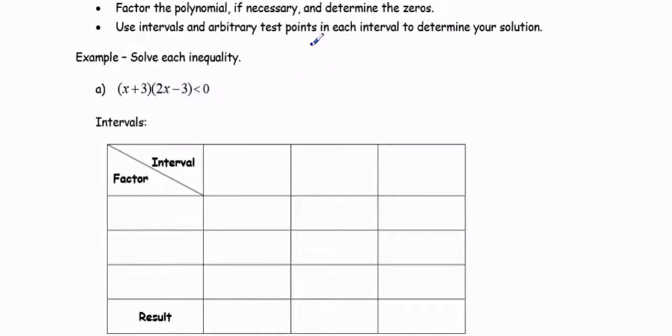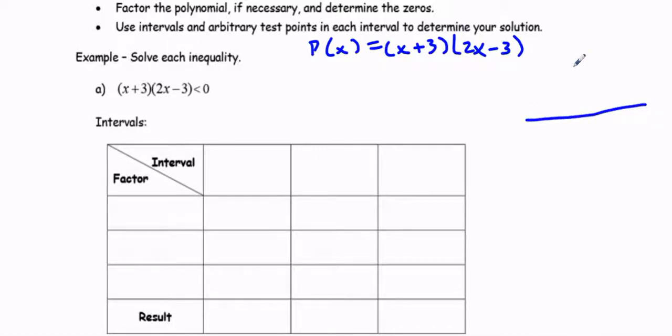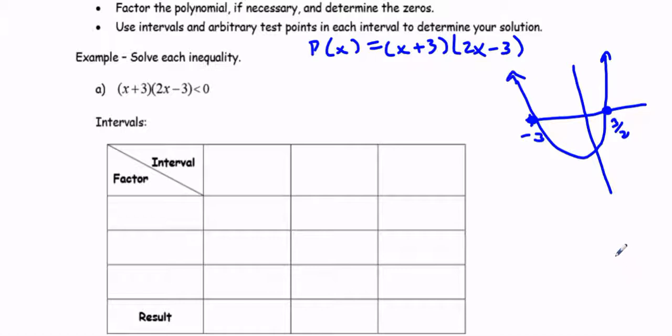If I were to graph the polynomial p of x equals x plus 3 times 2x minus 3, now, you're not asked to graph it, but if I were to graph it, I know a few things about this polynomial function. I know the leading coefficient is really 2, which means that it's positive and it opens up. I know the zeros are at negative 3 and at 3 halves. And I know this is a quadratic, so it opens up. I don't know where the vertex is, but I don't care. So that's what it looks like-ish.